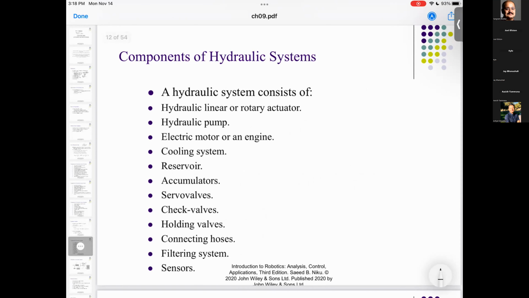The different components of hydraulic system, you can have a linear actuator, you can have a hydraulic pump, you can have a cooling system, you can have a reservoir, you can have servo valves, and all these types of valves, hoses, filtering system, and sensors.